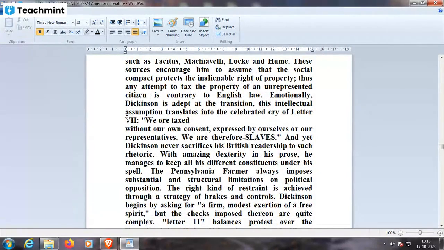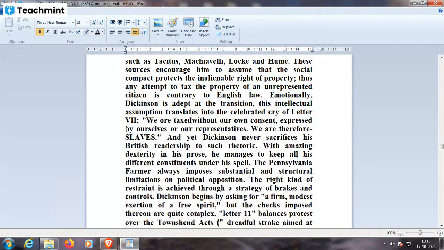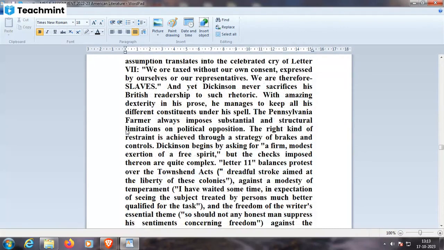Emotionally, Dickinson is adept at the transition. This intellectual assumption translates into the celebrated cry of letter 7: We are taxed without our own consent, expressed by ourselves or by our representatives. We are therefore slaves. And yet Dickinson never sacrifices his British readership to such rhetoric. With amazing dexterity, he manages to keep all his different constituents under his spell.